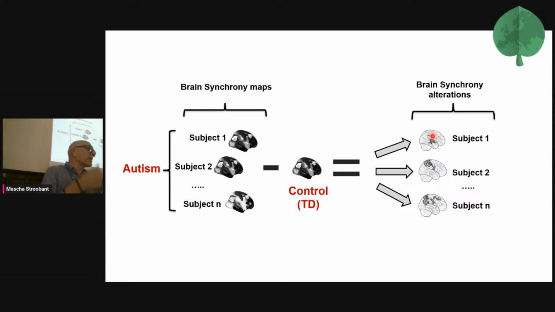The first one, perhaps as we expected, is that the vast majority of autistic people have major alterations in these synchrony maps. But what is really astonishing is the huge variability that we found across maps within autism. So these maps across people with autism are very different. Let me show you what I mean.